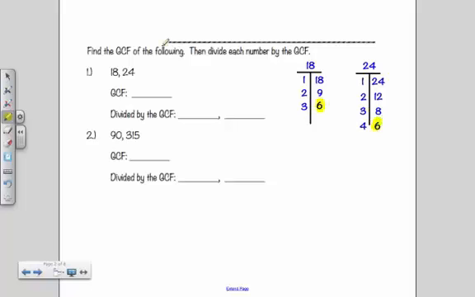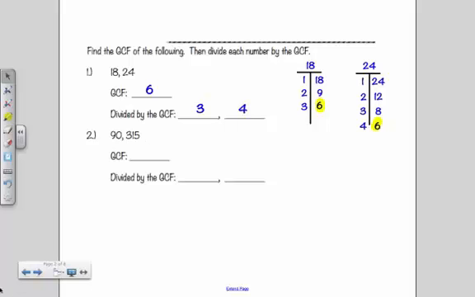So what I'm going to do is I'm going to say that 6 is my GCF right here, and then we're going to divide each number by the GCF just so that you can get some practice before we move on and actually do some factoring by GCF. So 18 divided by 6 is 3, and then 24 divided by 6 is 4. So that's one way to do it.